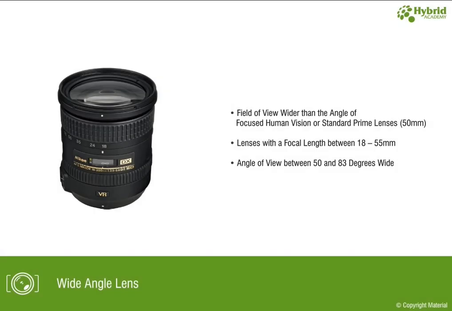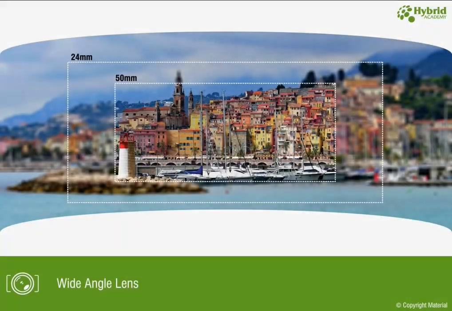Next comes the wide angle lens. Here, the angle of view is wider than the normal human vision or standard lens, and it captures a view from 50 degrees to 83 degrees in focus. It has a variable focal length from 18 to 55 mm, in contrast to the fixed focal length of a standard 50 mm lens discussed above. This lens captures a wide area of the same landscape at a lesser focal length.